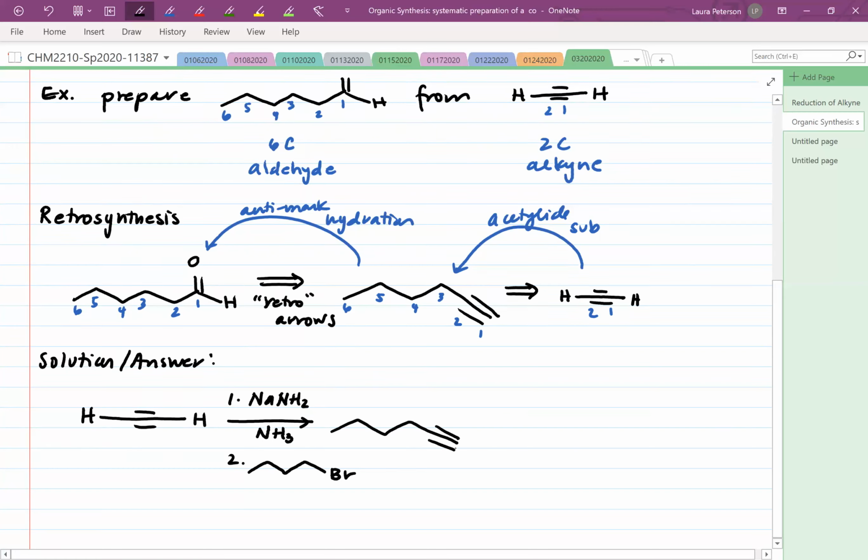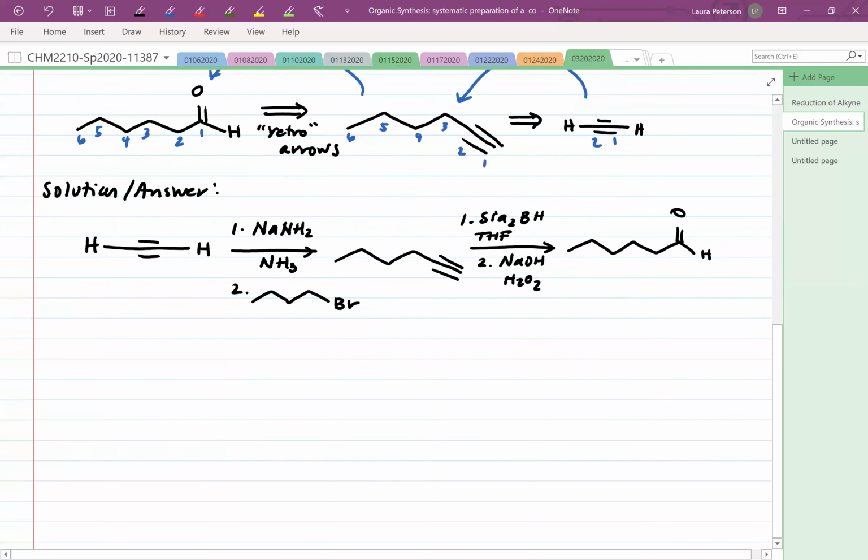Okay, and now we need to go ahead and do our hydration, specifically our anti-Markovnikov hydration. So this is where we need the diisoamylborane, and then solvent, THF, and then the oxidation step, NaOH and H2O2. Okay, so there's an example of another synthesis.